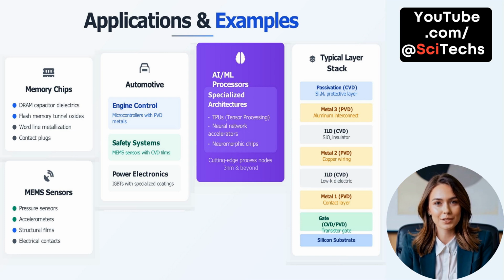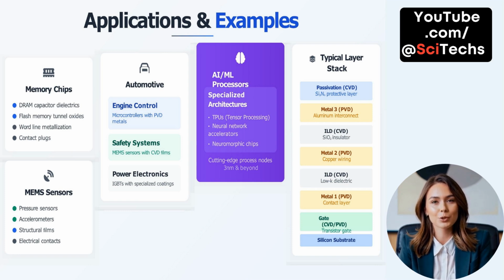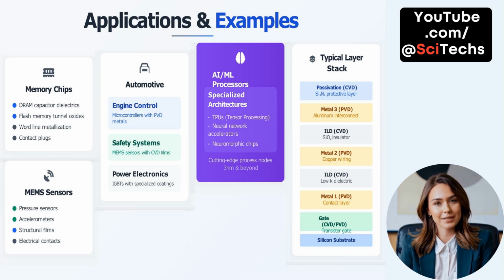In the automotive industry, deposition is integral to engine control units that use microcontrollers with PVD metals. Safety systems rely on MEMS sensors built with CVD films, while power electronics like IGBTs use specialized deposition coatings to enhance performance and durability. For AI and ML processors, advanced architectures such as TPUs, neural accelerators, and neuromorphic chips are built using cutting-edge nodes at 3 nanometers and below, where precise PVD and CVD processes are essential.